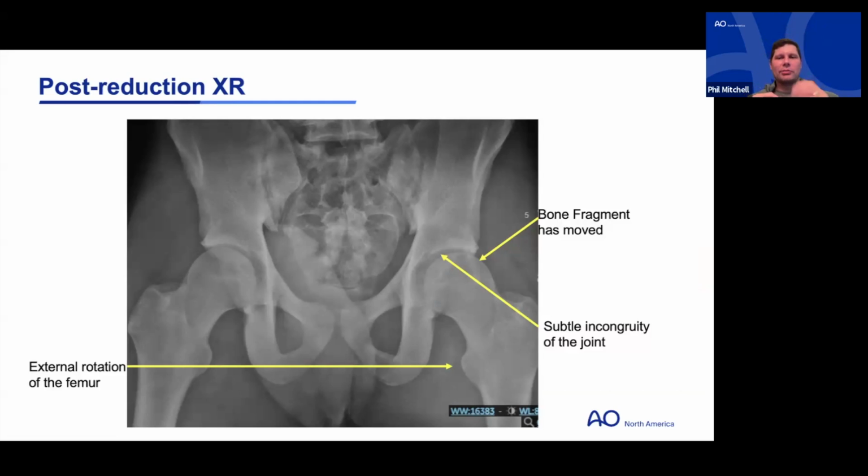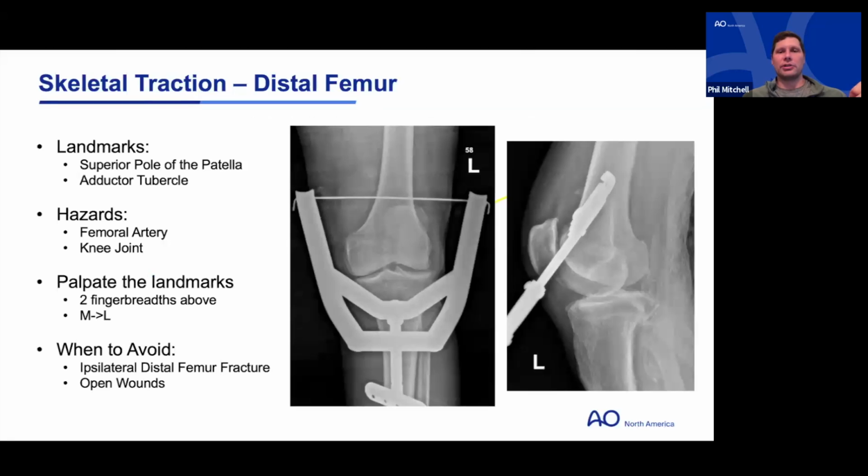So here's the post reduction. We see that internal rotation of the femur has corrected. We're now seeing more of the lesser trochanter. The bone fragment is now moved more anatomically, a little bit closer to its docking site. And we see maybe a little bit of subtle incongruity in the joint still. And that's a particularly important pearl on these if there are fragments in the joint that you still need to go retrieve. So, Patrick, distal femur traction, kind of break it down for us.